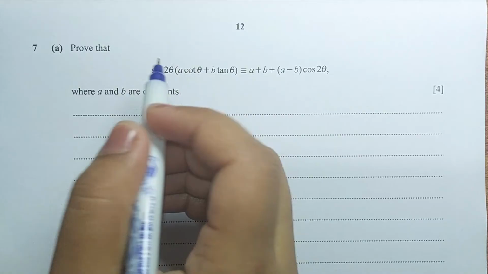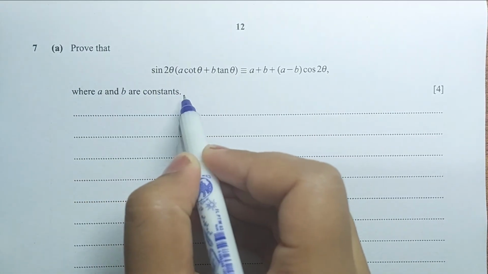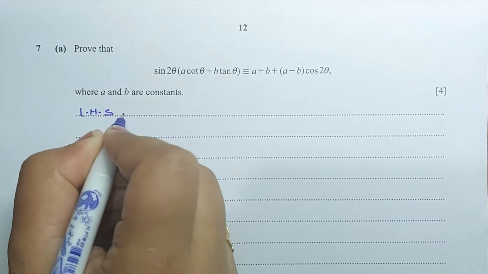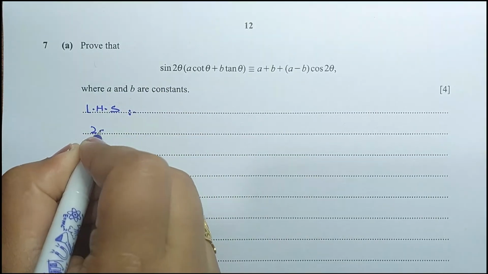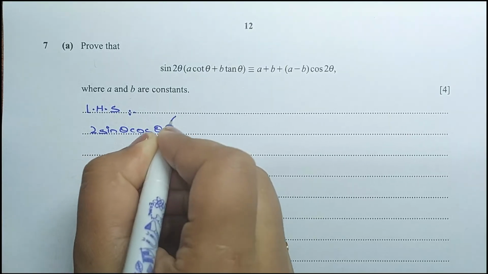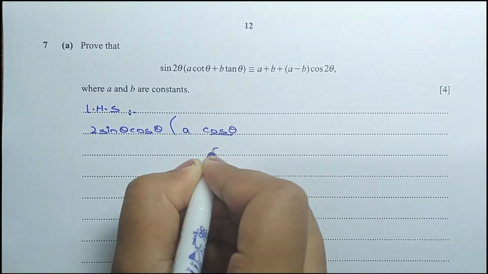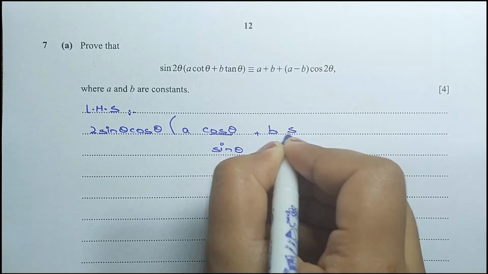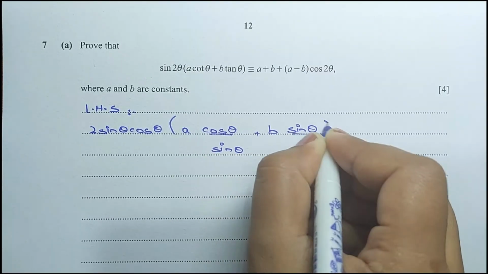Question number 7, part A. Prove that the left hand side equals the right hand side, where a and b are constants. Let me start from my left hand side and prove that it equals the right hand side. Sine 2 theta is 2 sine theta cos theta, into a cot theta, where cot is cos theta over sine theta, plus b tan theta, and tan is sine theta over cos theta, right?